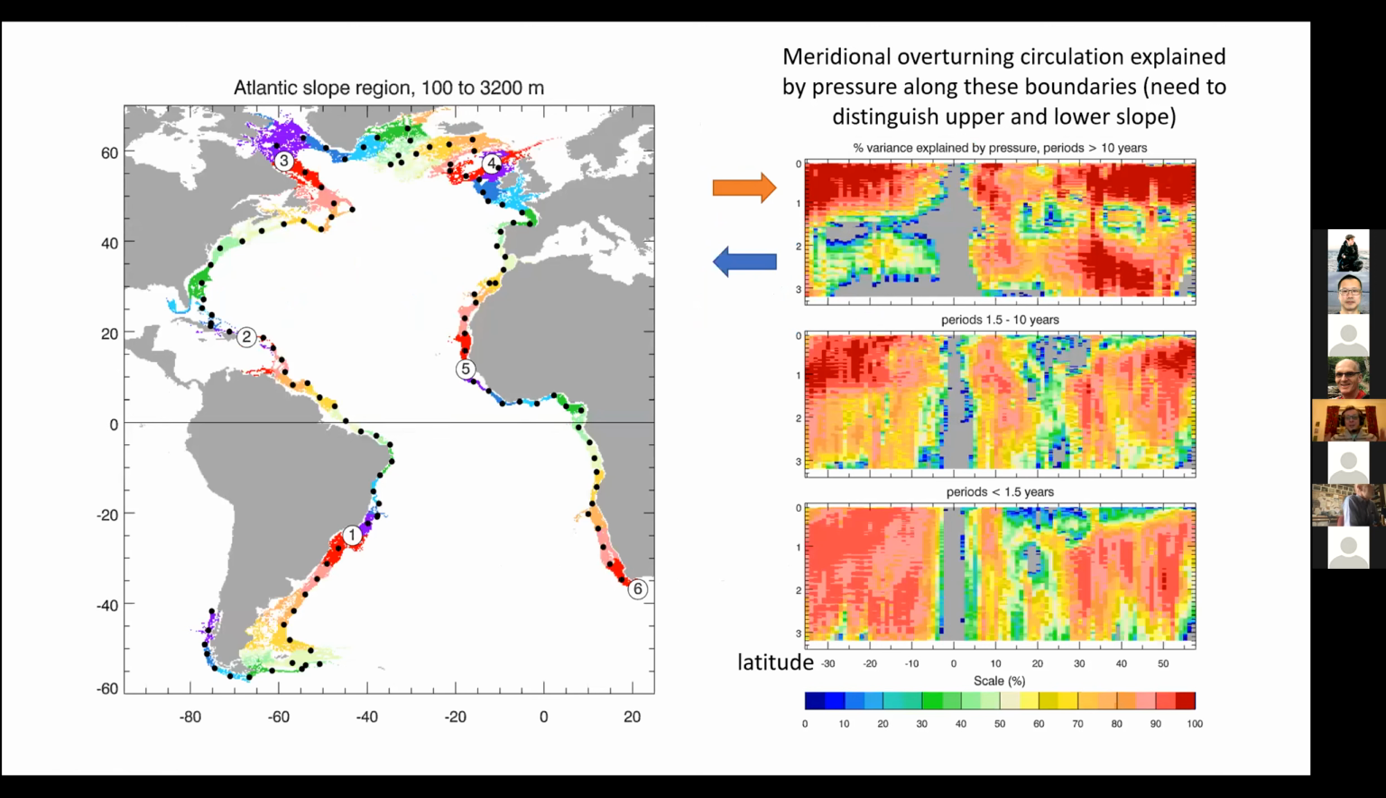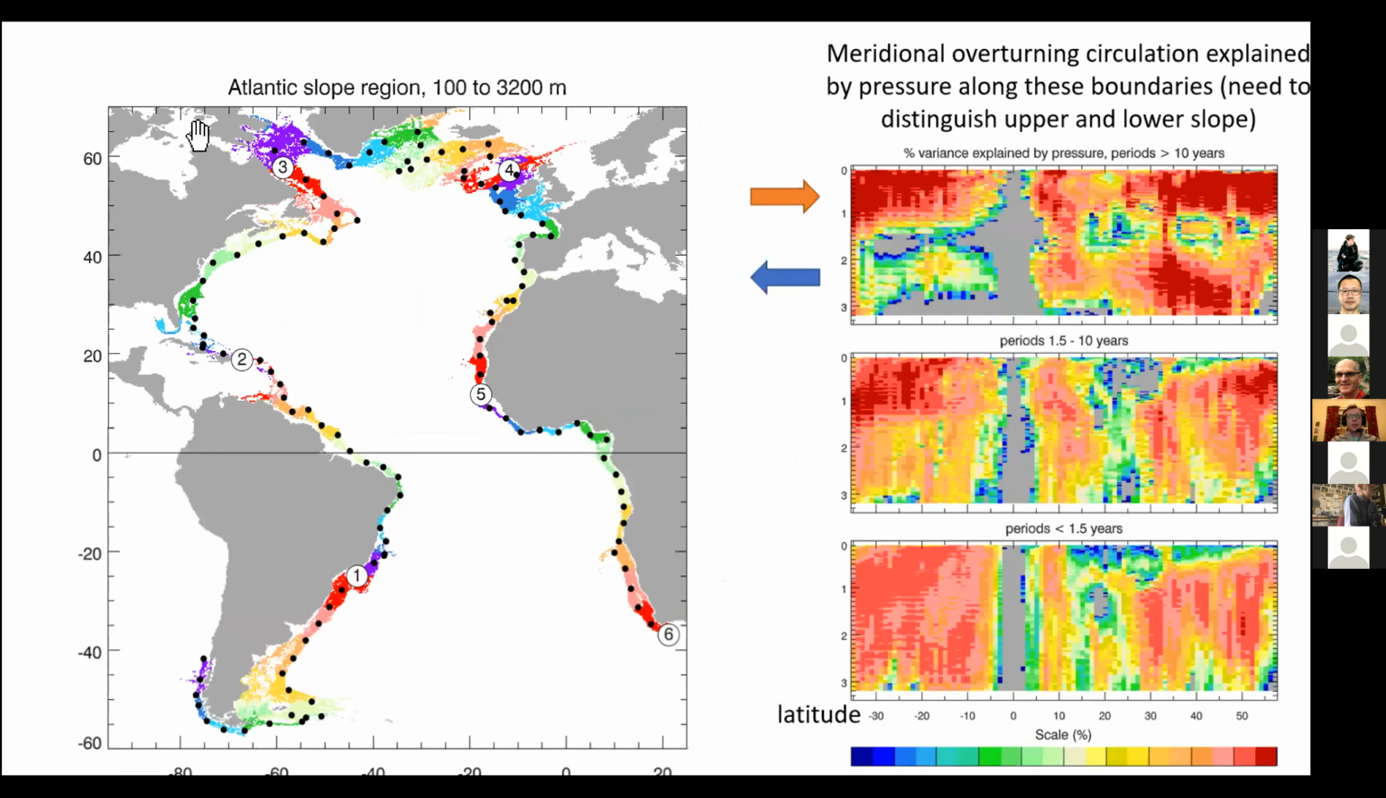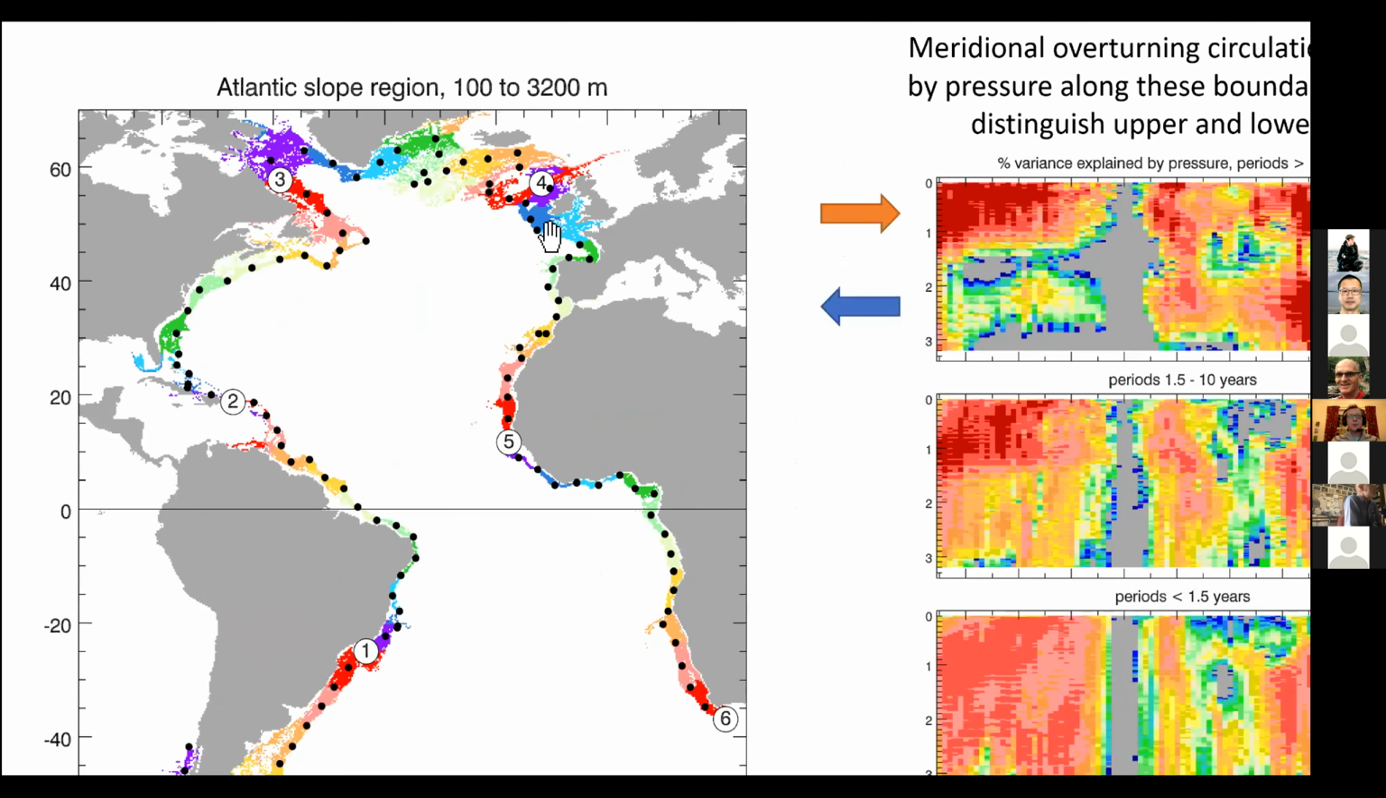So we can actually, within the model, measure the MOC very nicely just from pressures, the difference between pressure on the eastern and the western boundary on these regions. We're capturing more than 90% of the variability.